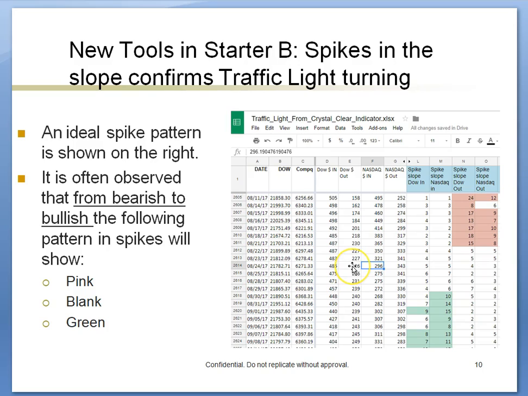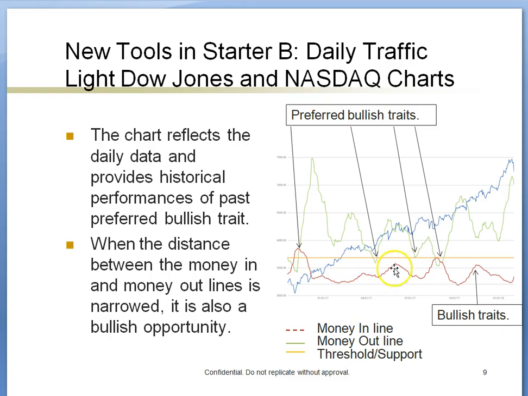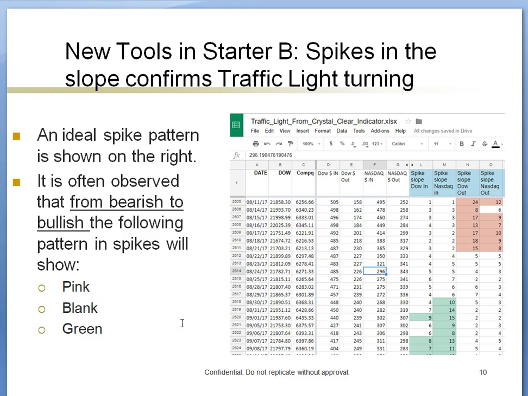Allow me to go back to the preferred bullish trade in the last slide. Basically what you see in a table there was shown right here. The spike can help you to provide some preview on the road ahead. As a subscriber to Starter B, you have access to all this useful information at your fingertips.